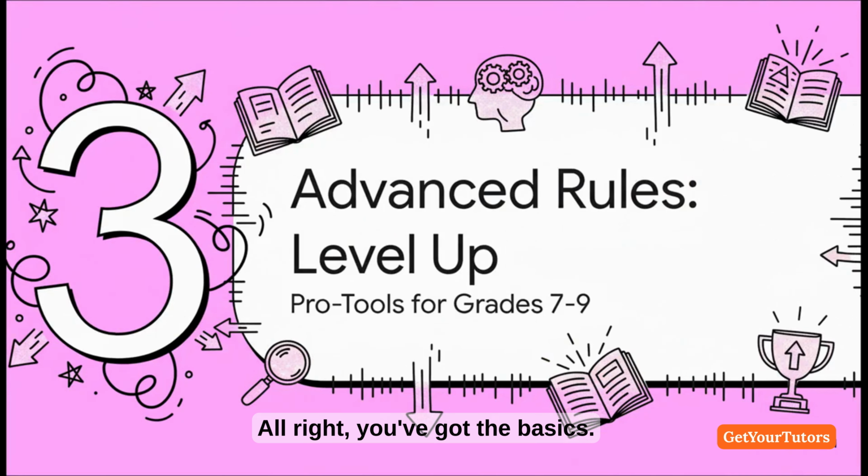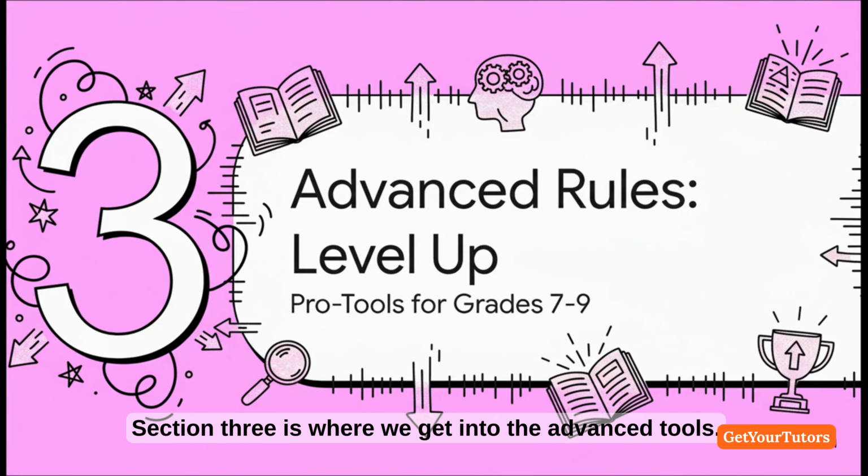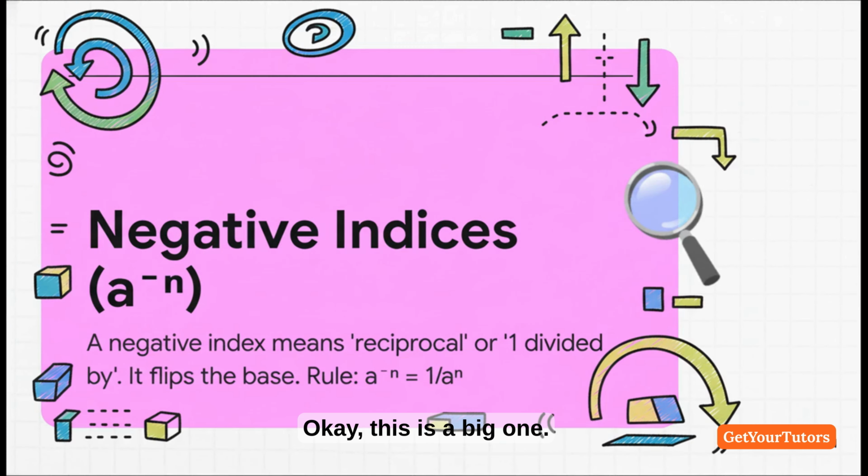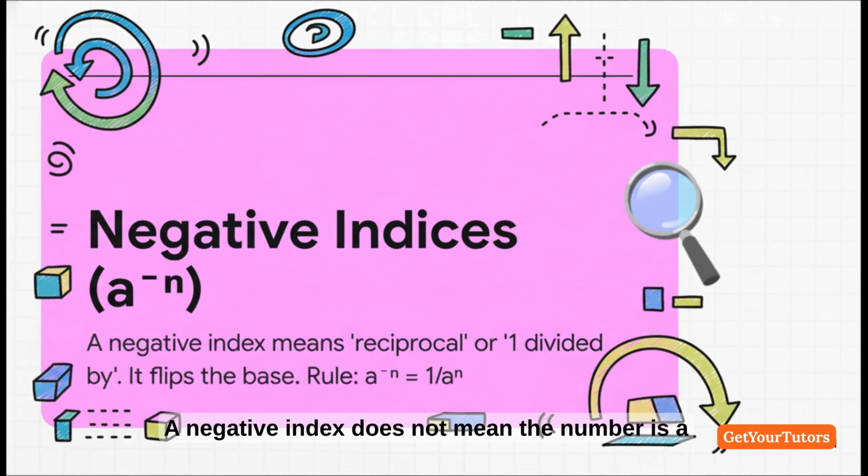All right, you've got the basics. Now it's time to level up. Section 3 is where we get into the advanced tools. This is the stuff that separates the good students from the great students, the ones aiming for those top grades. Okay, this is a big one. A negative index does not mean the number is negative. So many people get this wrong. It's just an instruction. It means flip it or take the reciprocal. So 5 to the power of negative 2 simply means 1 over 5 to the power of 2. It just moves it to the other side of the fraction line.